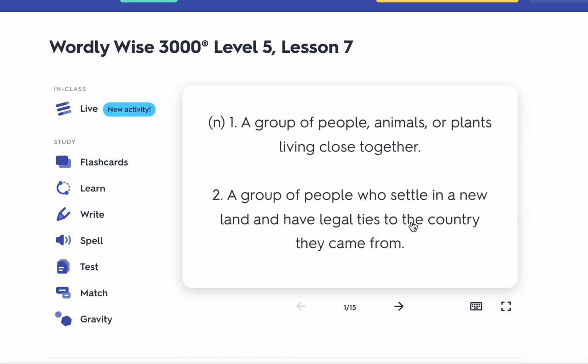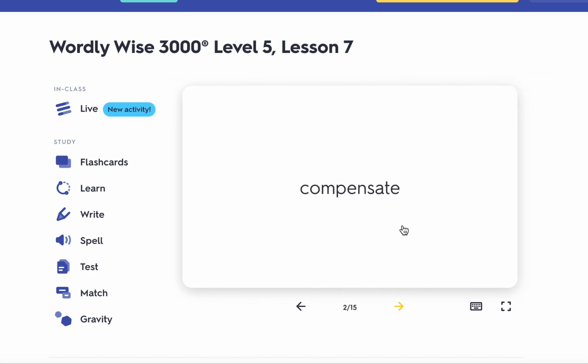So a colony is a group of people, animals, or plants that live close together. In social studies, how we're going to use the word, it's a group of people who settle in a new land but still have ties to the country that they came from. So, for example, our English settlers, our English colonists, come and create settlements in the New World in North America, but they still are tied to their home country, which is England.